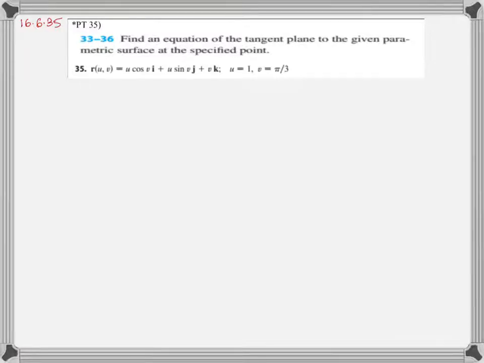Hi, in this video, I will be showing you problem number 35 of chapter 16, section 6. Find an equation of the tangent plane to the given parametric surface at the specified point. r(u,v) = u cos v i + u sin v j + v k at the point u = 1, v = pi/3.